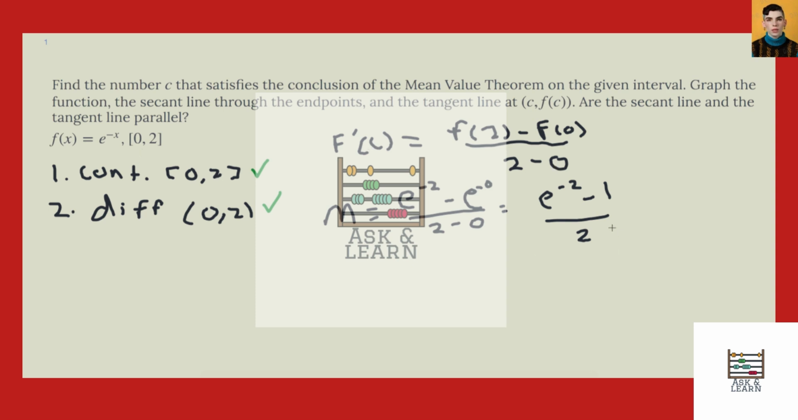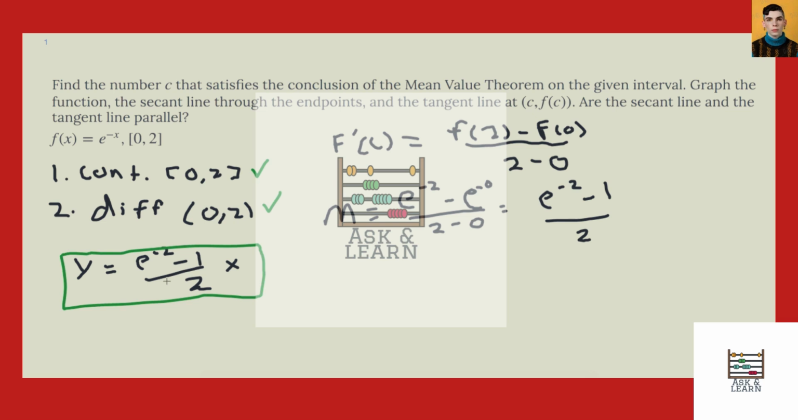So this number is the average slope. This is how we get our first secant line. So this is our secant line equation. This is going to be y equals e to the minus 2 minus 1 over 2, times x. This is our first secant line equation. This is an important thing to remember.